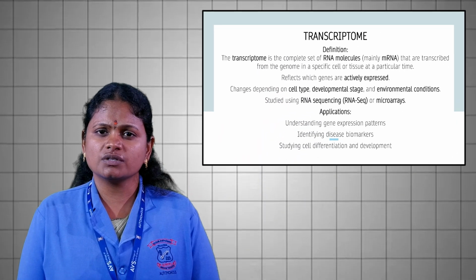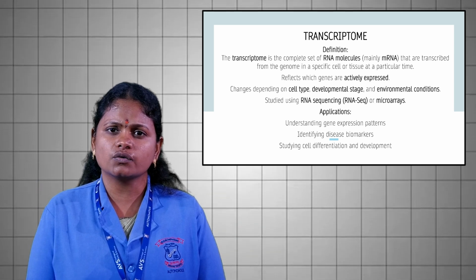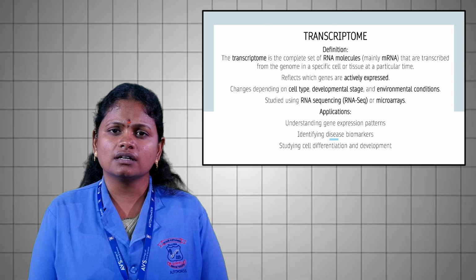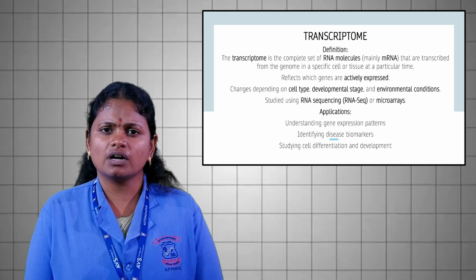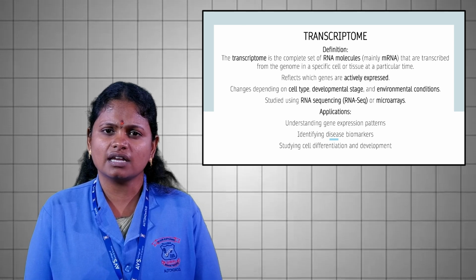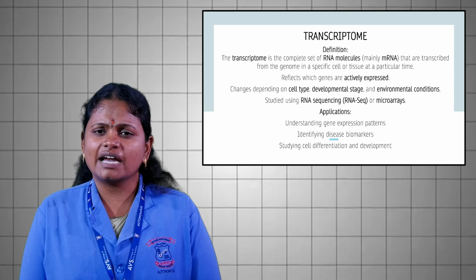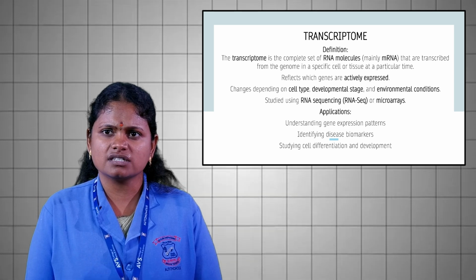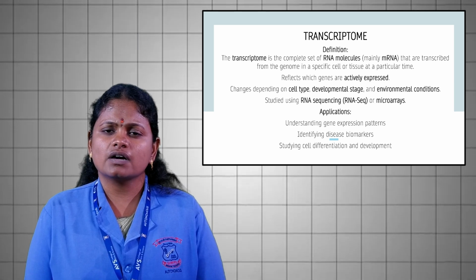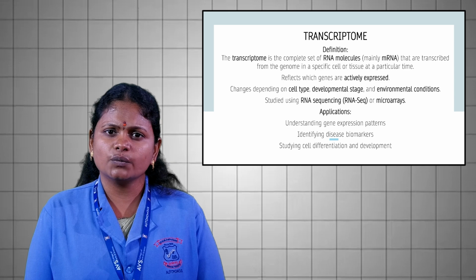Transcriptome. The transcriptome is the complete set of RNA molecules. The mRNA sequence and RNA sequence are analyzed with bioinformatics tools. Cellular, tissue and species-specific collections contain the nucleotide sequence, adenine, thymine, cytosine and guanine. There are structure predictions of the transcriptome. It is actively expressed depending on cell development stages and environmental conditions. Methods are RNA sequencing and microarray. Applications are understanding gene expression sequences and identifying disease and biomarkers.